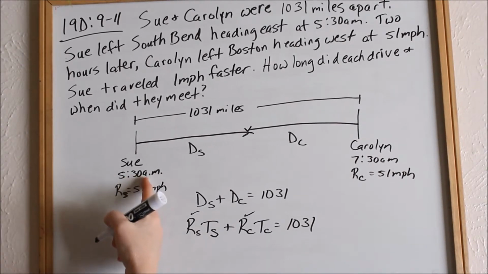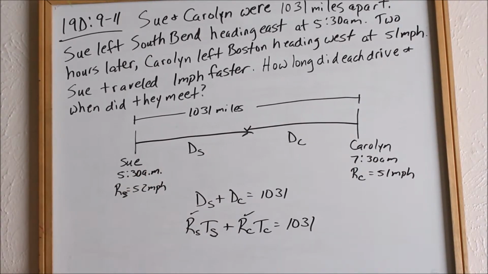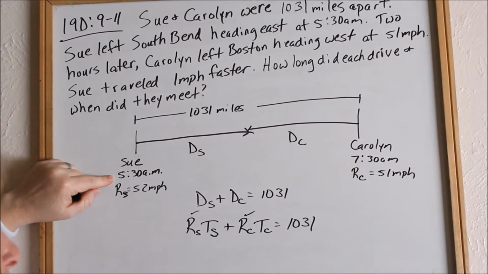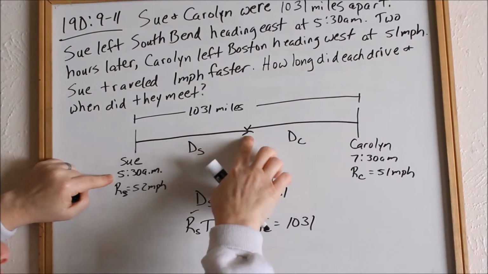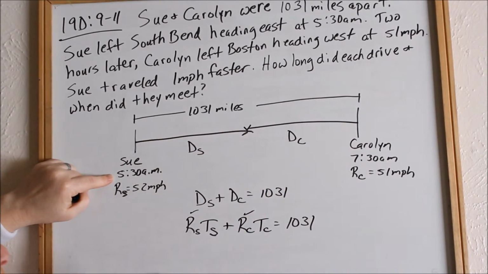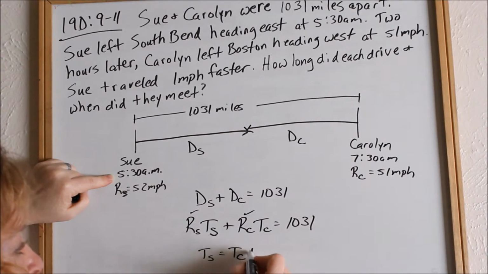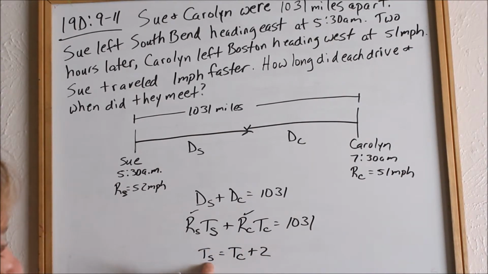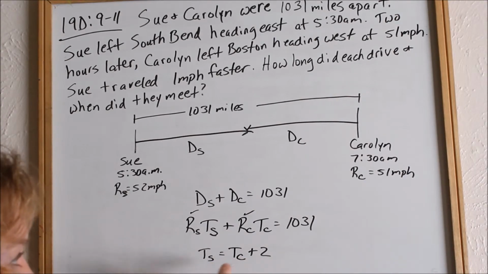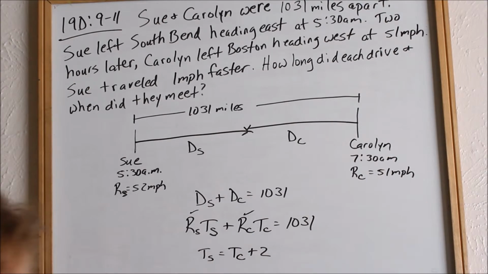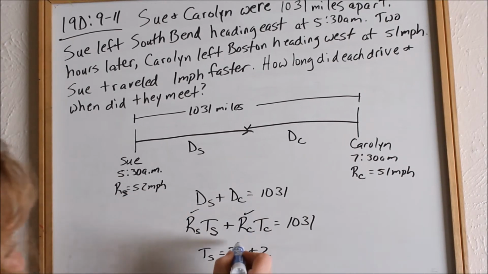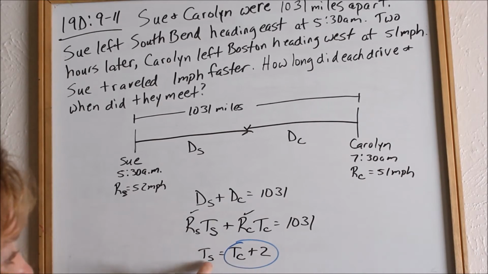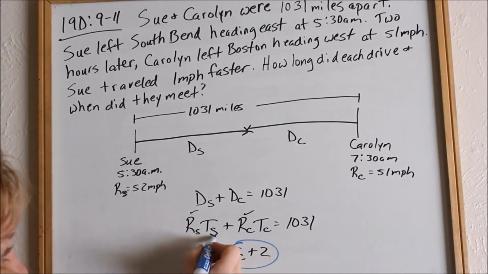We know that Sue left at 5:30 and Carolyn left at 7:30 in the morning. So Sue left 2 hours earlier, which means her travel time should be longer, because they're going to meet at the same time. So Sue traveled 2 hours longer since she left earlier. So we could say that Sue's time is equal to Carolyn's time plus 2 hours. This shows that Sue did travel 2 hours longer than Carolyn because she left earlier. Now that we have that equation, we can use substitution. TS is this, so we can replace that right there.